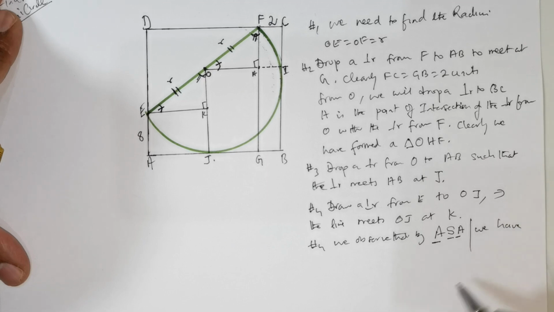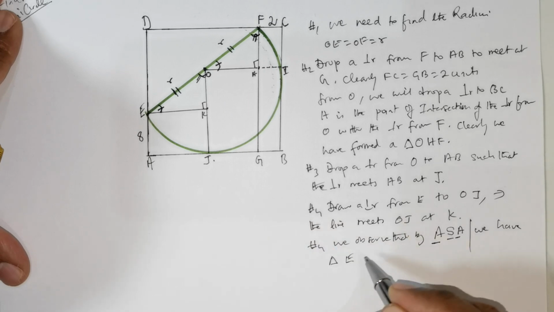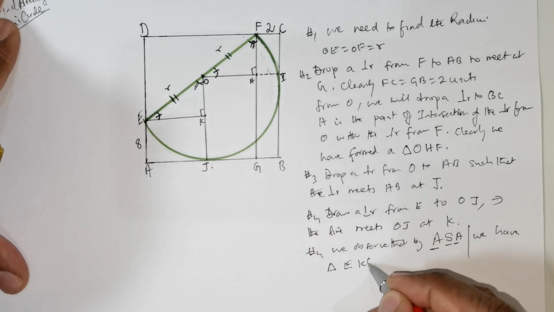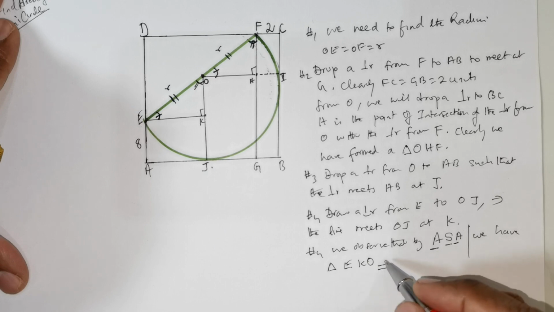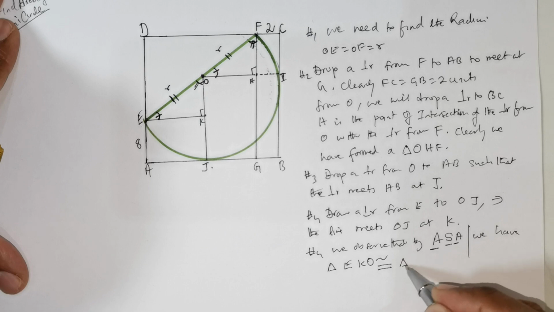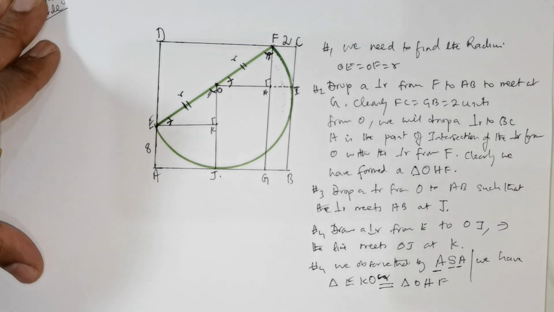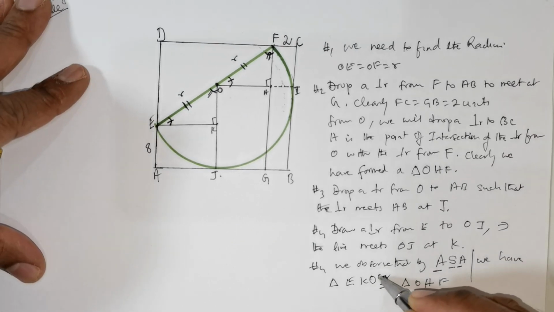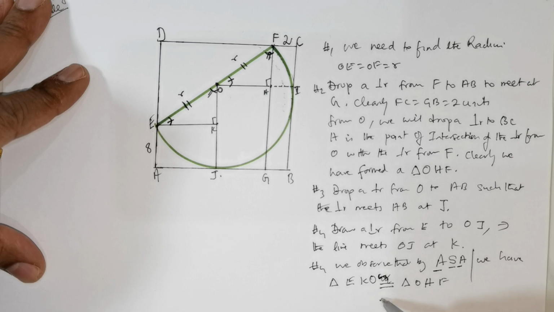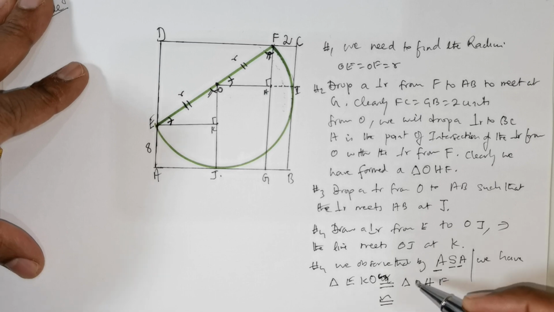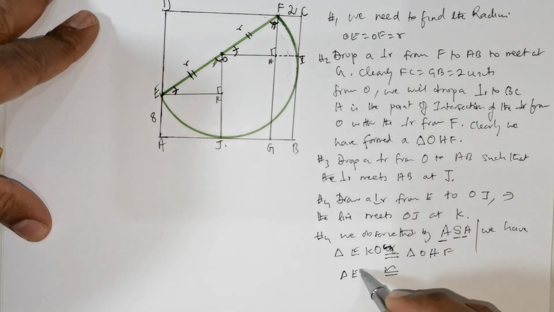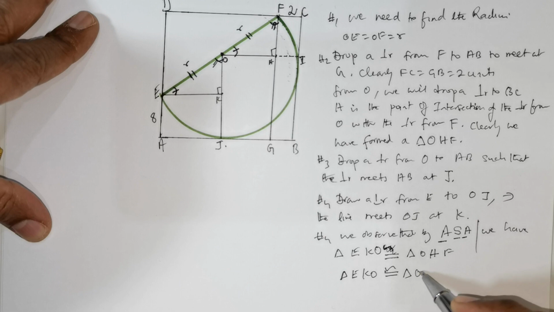We have, what do we have? Triangle EKO is congruent to triangle OHF. Now let me draw this congruency properly. Okay, angle EKO is congruent to angle OHF.